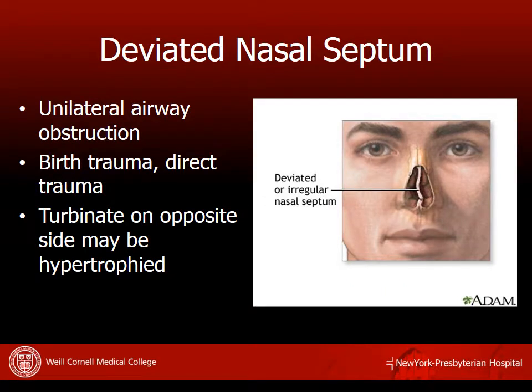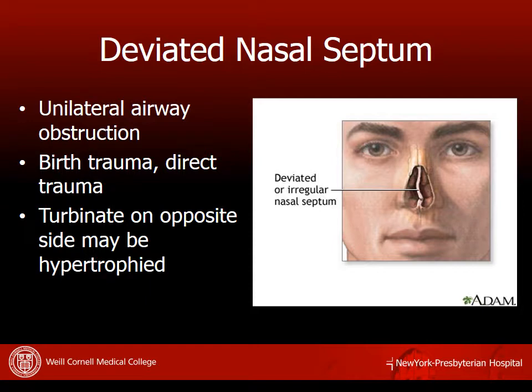A deviated nasal septum is very common. It often results in a unilateral airway obstruction, but depending on the degree of deviation and whether or not you have a superior deviation in one direction and then an inferior deviation in the other direction, you may actually get bilateral symptoms. It may be related to birth trauma or direct trauma, such as falls or motor vehicle accidents or getting hit in the face with a baseball.